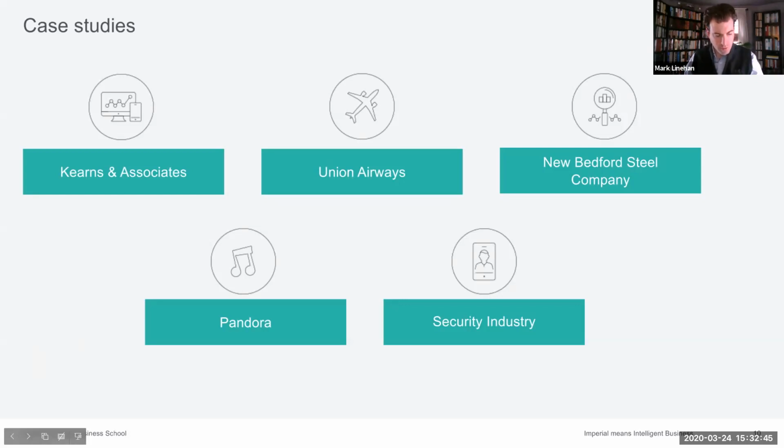We'll be looking at the problem of New Bedford Steel Company, which needs to acquire some of their raw materials from different suppliers under various constraints in terms of financial viability, in terms of quality of the product, in terms of union constraints, etc. We'll be looking at the problem of Pandora, which is a music streaming website that uses a recommender system to learn your music taste. And we'll be looking at some problems from the cybersecurity industry as well.